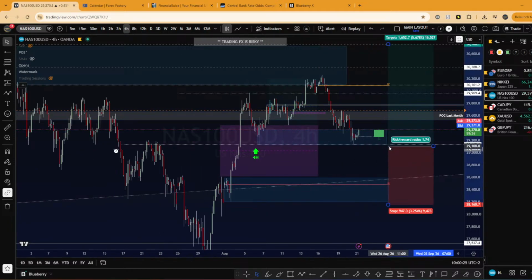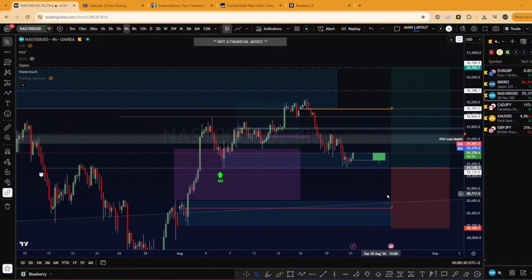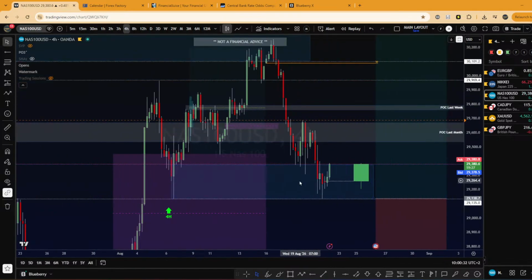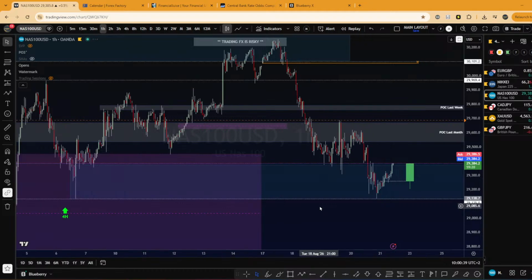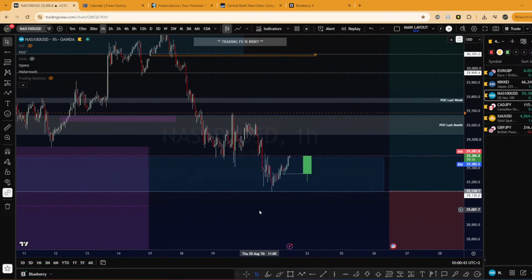Okay, so yeah, it doesn't look like we are going to have it. We are at the end of the week on Friday, so let's go down to 1 hour. Yeah, maybe we will see some movement during the New York session at opening, or equity opening. So let's see.